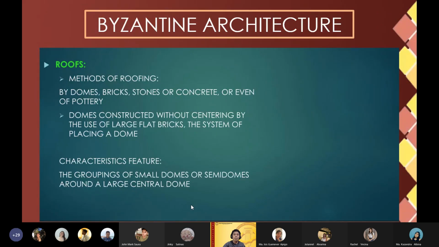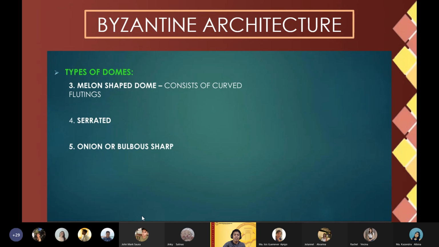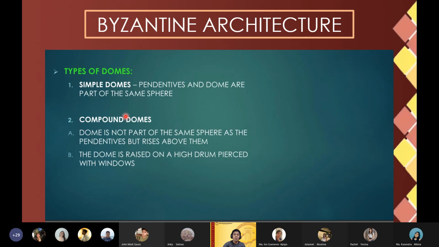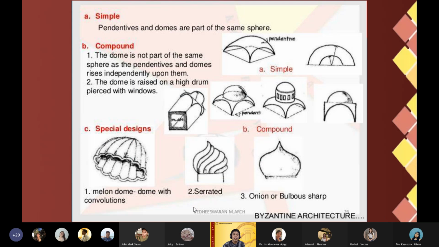There are several types of domes. If you remember, we have the simple dome, the compound dome, the melon-shaped dome, number four the serrated, and number five the onion or bulbous dome. Based on this definition, for the simple dome, we have the pendentive, and the domes are part of the same sphere.